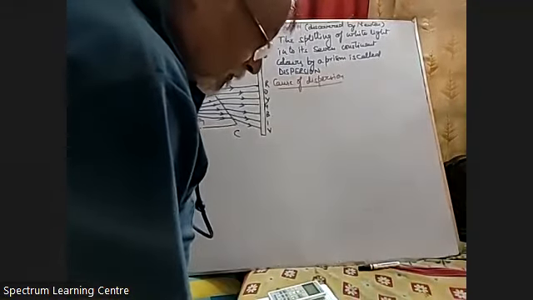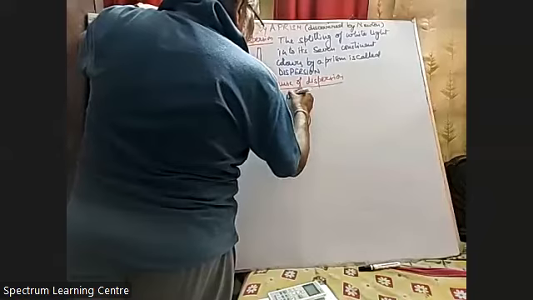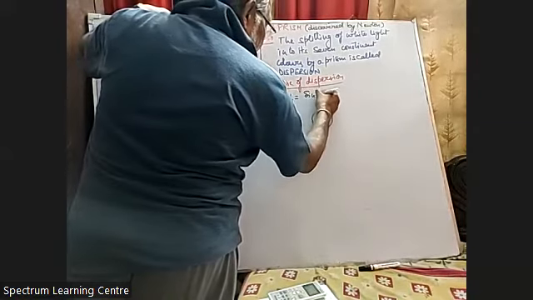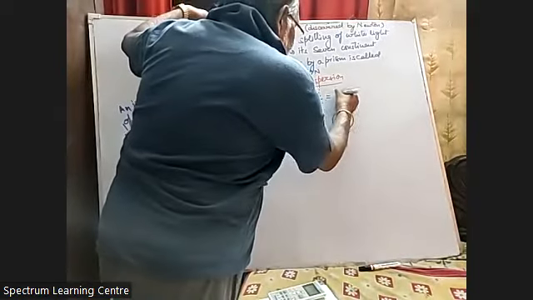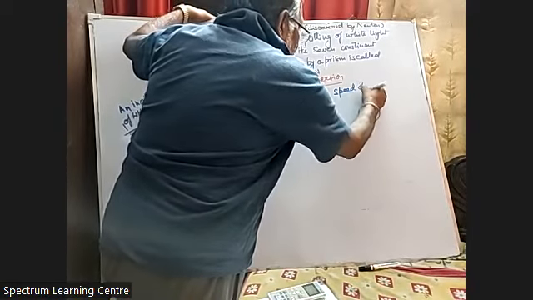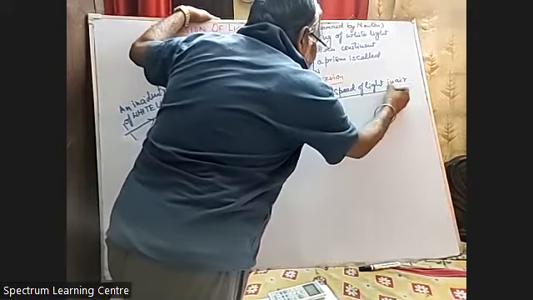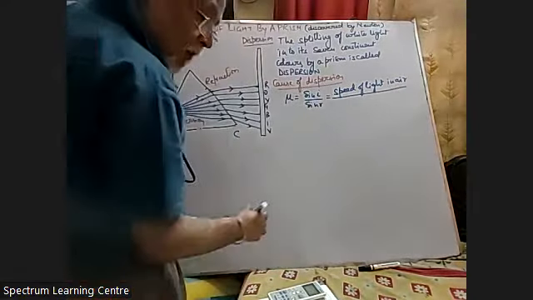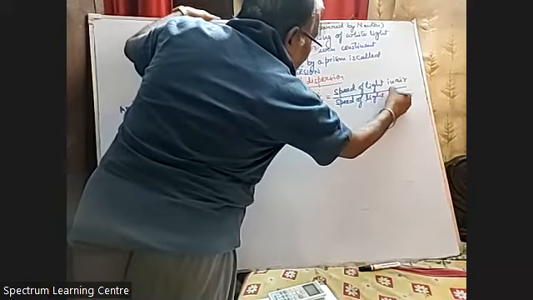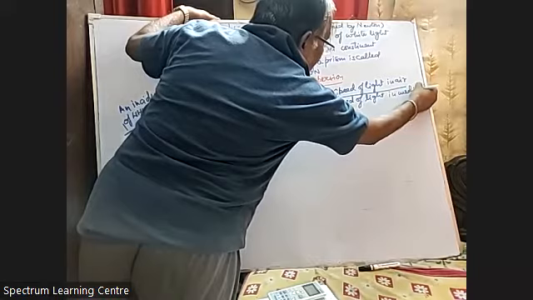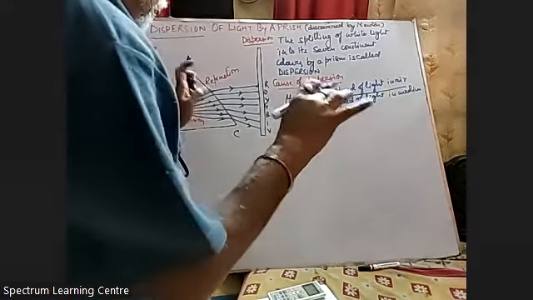Cause of dispersion? See, refractive index mu is equal to sin I by sin R. We also know that this is equal to speed of light in air by speed of light in medium. Have we understood up to this?